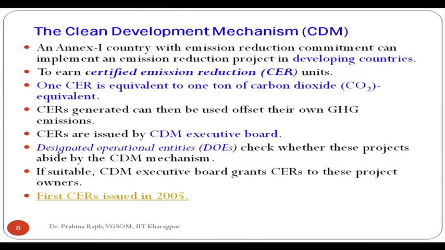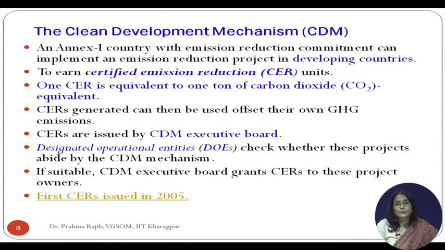So what is a CER? 1 CER is equivalent to 1 ton of carbon dioxide equivalent. And these CERs generated can be used to offset their own GHG emission. So, if all industries from a particular country have emitted more greenhouse gas than whatever has been permitted by the cap and trade program, these companies can initiate clean development mechanism projects in other developing nations and can earn certified emission reduction units.